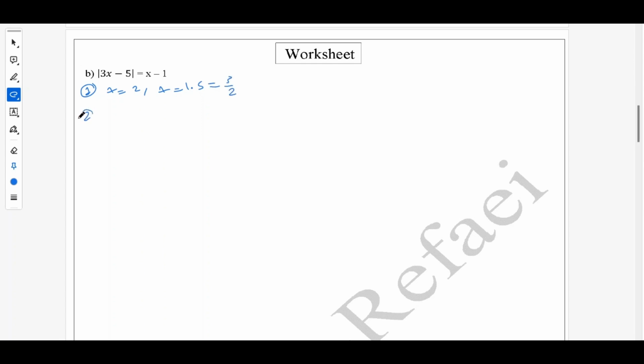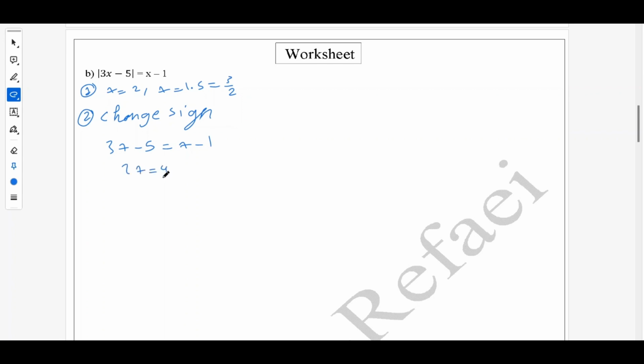I advise my students to use way 2 or way 3 in the exam, and always check. Way 2, change in sign. 3x minus 5 equals x minus 1.